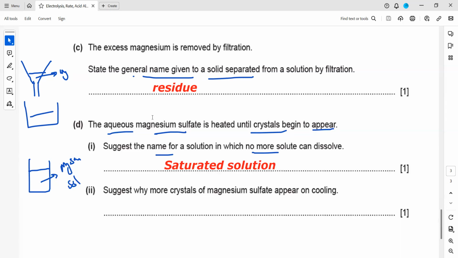Suggest why more crystals of magnesium sulfate appear on cooling. What will happen when a substance cools down? Its solubility will decrease. What is the meaning of solubility? Solubility means the tendency of a solute to dissolve in a solution. When the substance cools down, it cannot dissolve as much solute, so its solubility decreases. At higher temperature, it can dissolve more solute compared to low temperature.